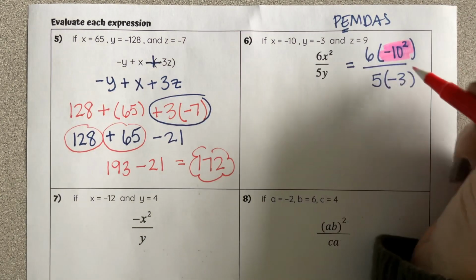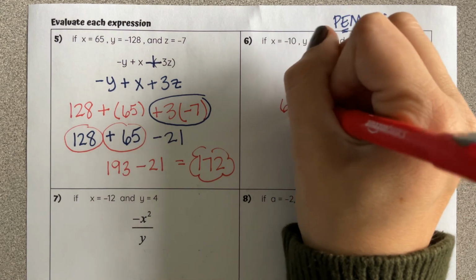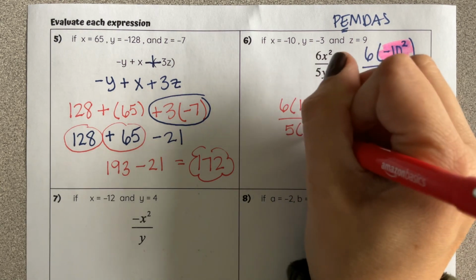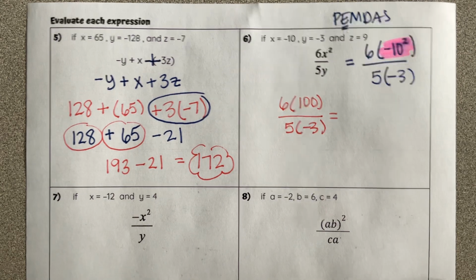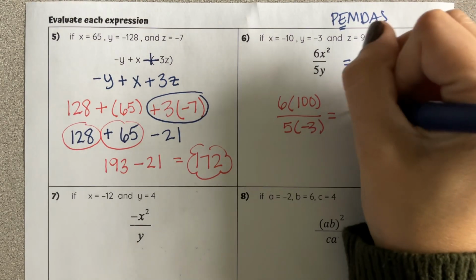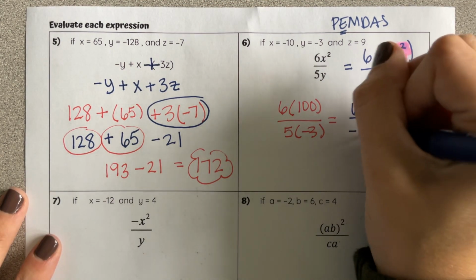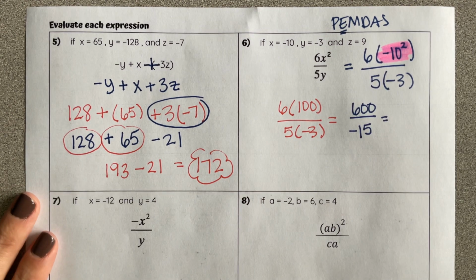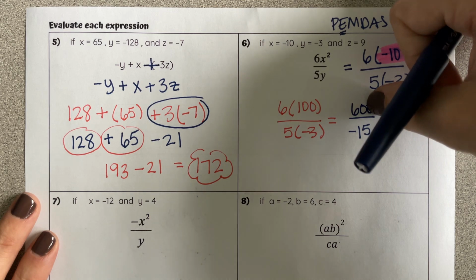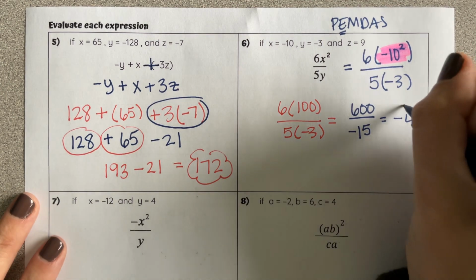So what this becomes is negative 10 times negative 10 is positive 100. So we're doing 6 times 100 over 5 times negative 3. Now I can simplify both of these at the same time, both of these multiplications. 6 times 100 is 600 over 5 times negative 3 is negative 15. And then I'm going to calculate like this. Forget about the 0 for a second. 60 divided by negative 15 is negative 4, and then add that 0 back in. So negative 40.